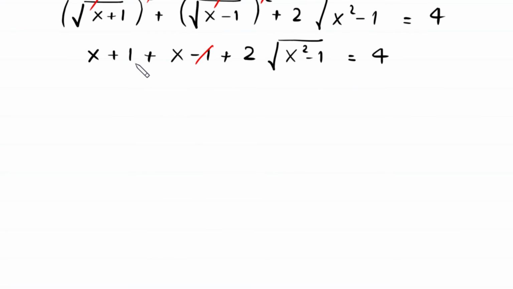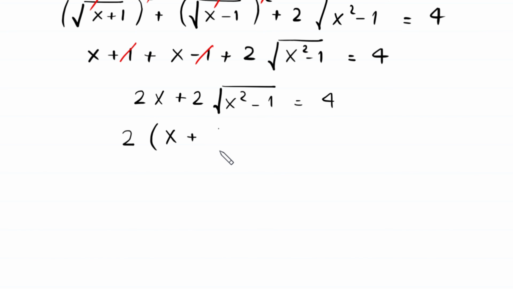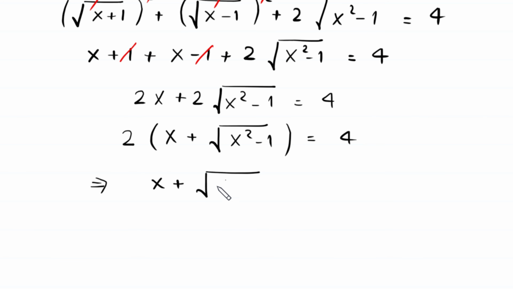Now this negative 1 will be cancelled out with the positive 1, and x plus x will become 2 times x, plus 2 times square root of x squared minus 1 equal to 4. From these two terms we can factor out 2 in bracket: x plus root x squared minus 1 equal to 4. If we divide both sides by 2, this implies that x plus root x squared minus 1 equal to 2. Move this x to the right hand side. This will become the square root of x squared minus 1 equal to 2 minus x.